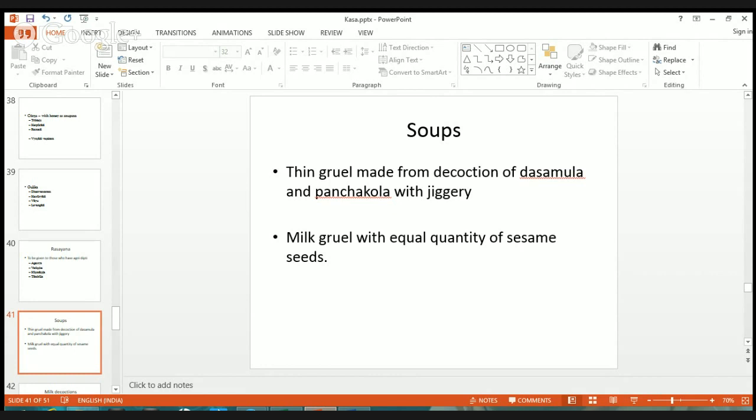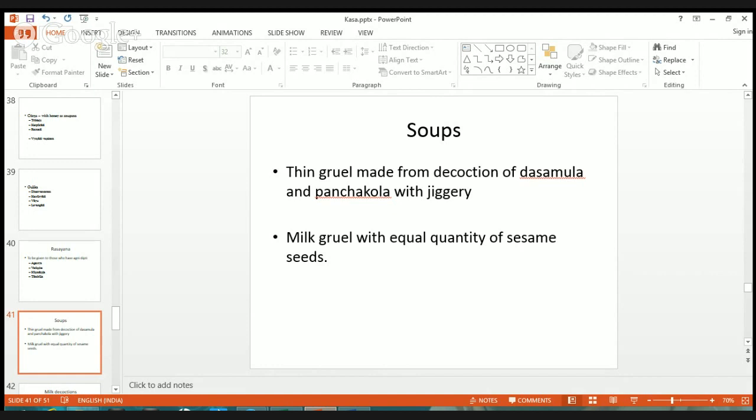In fact, one of the synonyms of the plant is agni. So this is panchakola along with jaggery. Sorry for the spelling mistake. It is actually jaggery. And then you can also give milk gruel, milk decoctions.